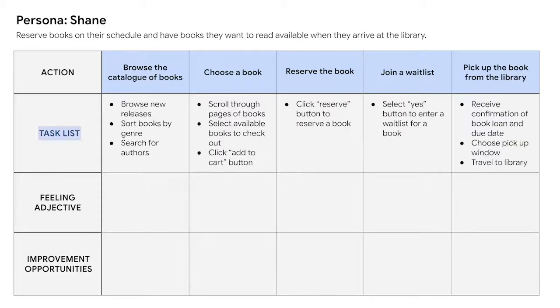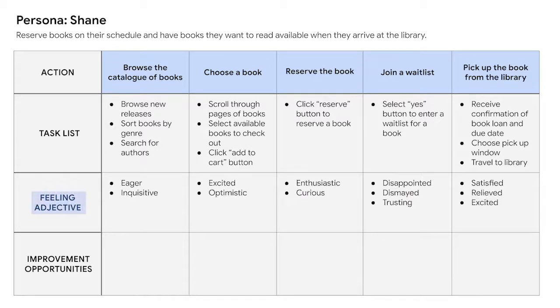Step 2, add descriptions for each action. Which tasks does our user have to complete? Well, for the browse the catalogue of books action, Shane might have to complete tasks like browse new releases, sort books by genre, and search for authors. You would add tasks like this for each action. I've gone ahead and completed this for our library website example. You can review this user journey map in more detail in the reading following this video if you're interested.